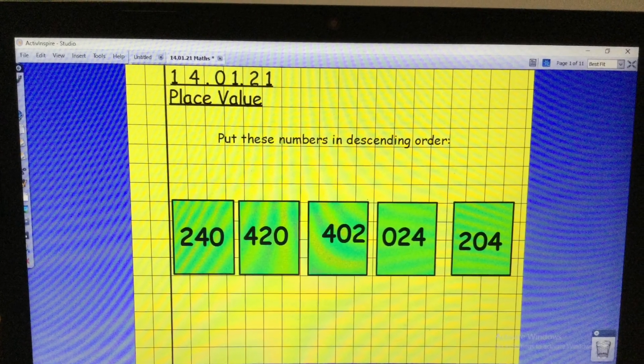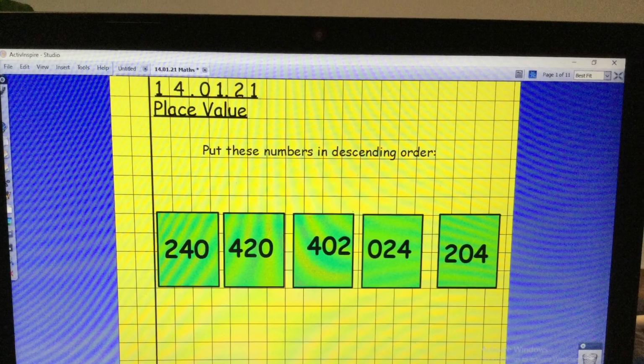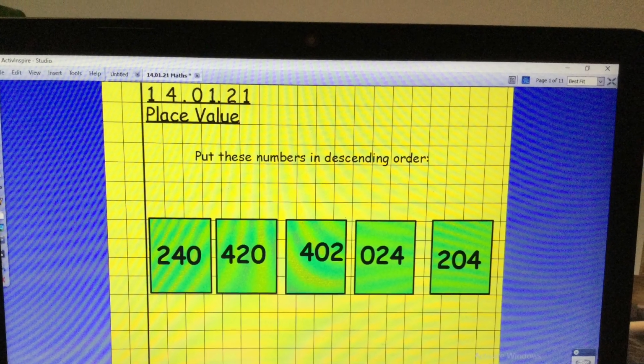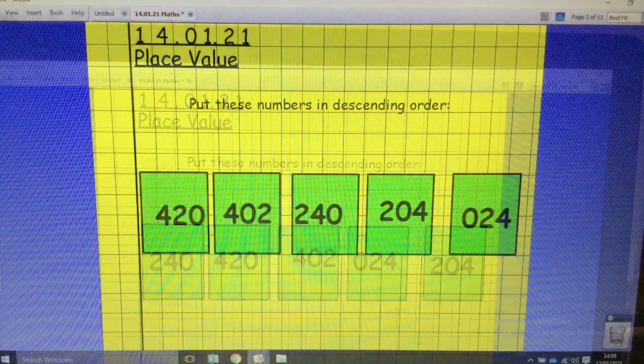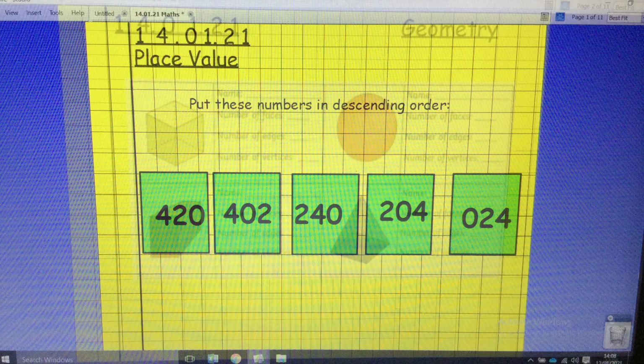For your place value task today, can you put these numbers in descending order? Pause the video now to have a go. Remember that descending means going down, so we were going down from largest to smallest, so you should have put them in this order here.